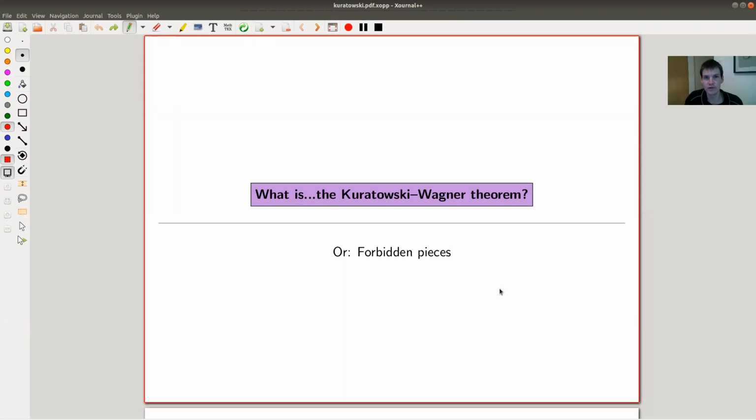Okay, welcome everyone to my continuation of what are my favorite theorems, my very biased selection. Today, actually, two theorems in one. And I just decided to, as I said, make them into one. So I'm going to explain the Kuratowski theorem and at the same time the Wagner theorem. And let's just call it the Kuratowski-Wagner theorem for a reason I'm going to explain later.